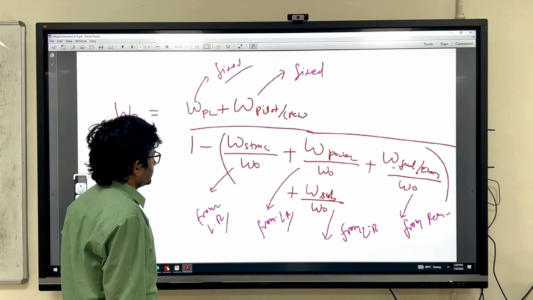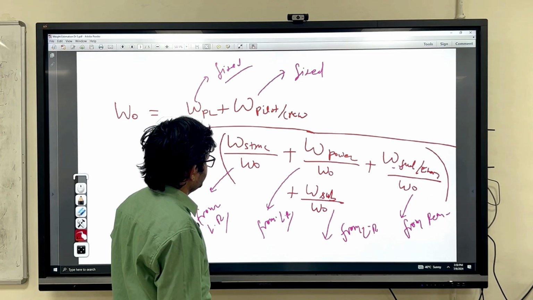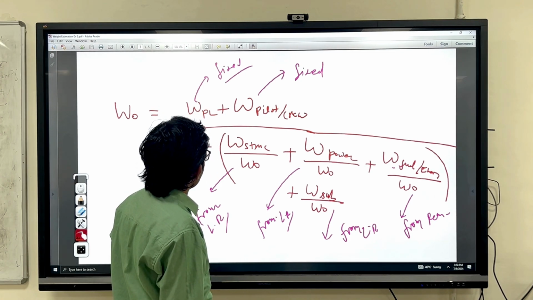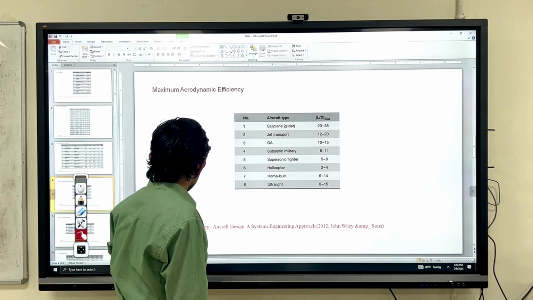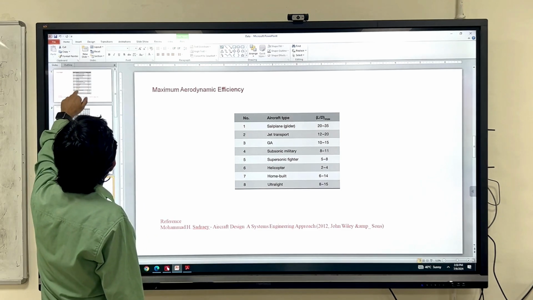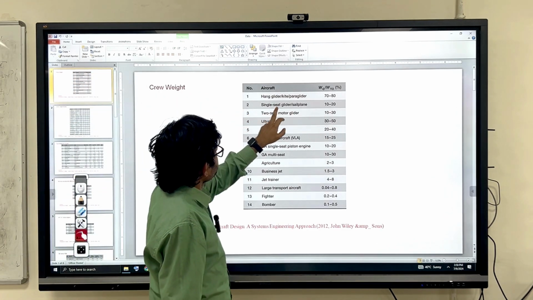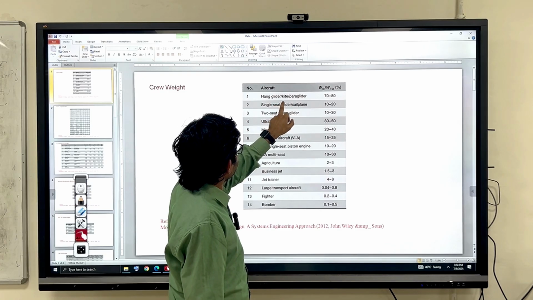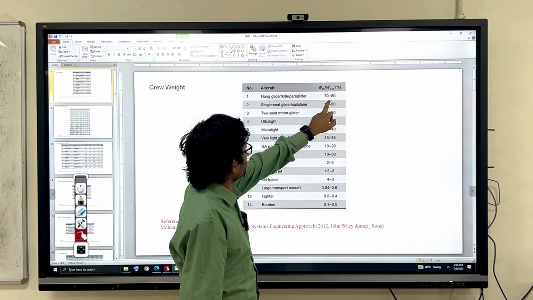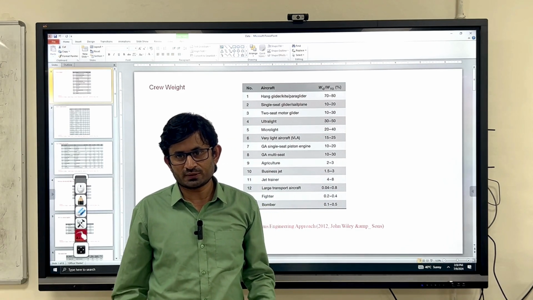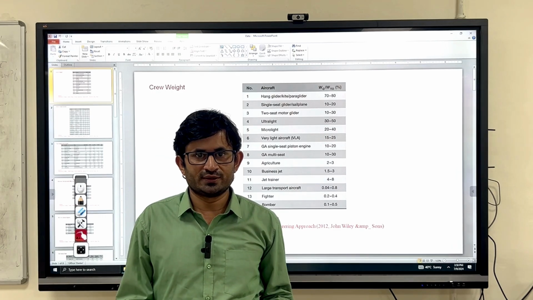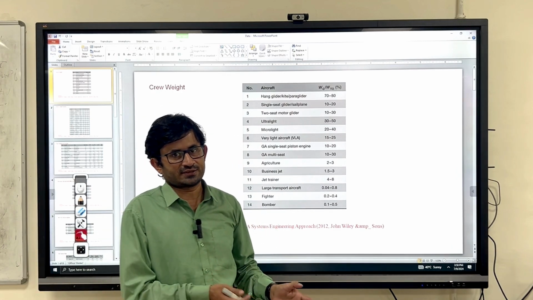Again, if I go back to another weight, this is the crew. You can have some idea of crew weight also. This is the first one. Now you can see this is a hang glider, kite, paraglider. It has 70 to 80% of the total takeoff weight. So most of the weight is crew only, 70 to 80%. The remaining is the structure part.